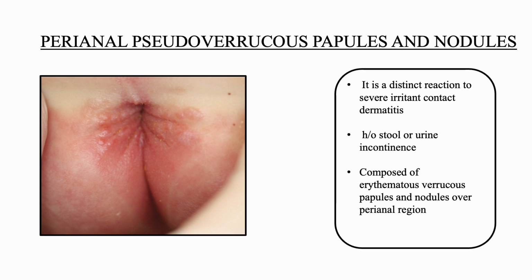Now moving on to perianal pseudoverrucous papules and nodules. It is a distinct reaction to severe irritant contact dermatitis in which history of stool or urine incontinence is present. What will we see in the morphology? We will see erythematous verrucous papules and nodules over the perianal region as we can see in the image given.